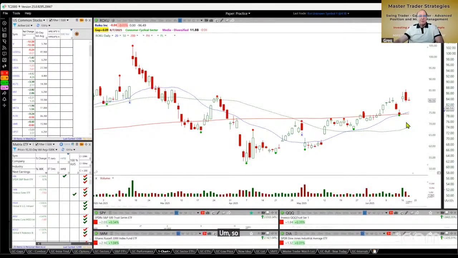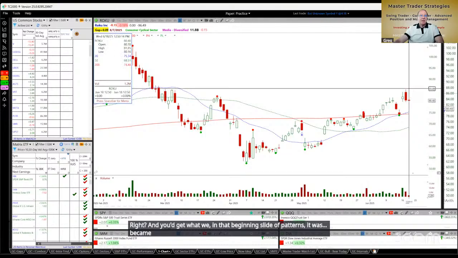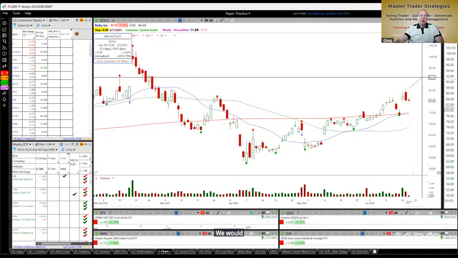So what is this? Roku. So it's got a big bottom. And now that it's gapped up as it has, you'd want to see this not fill this gap. Meaning if today was to turn into a green bar, okay, and you'd get what we, in that beginning slide of patterns, it became a bullish 180, we would mark this as a long above the high.